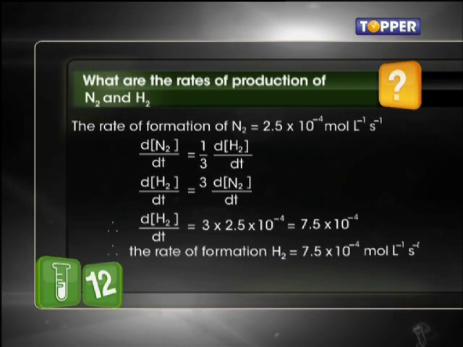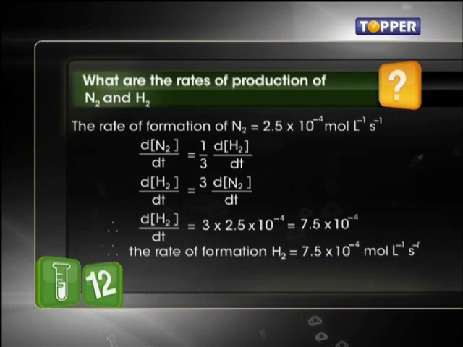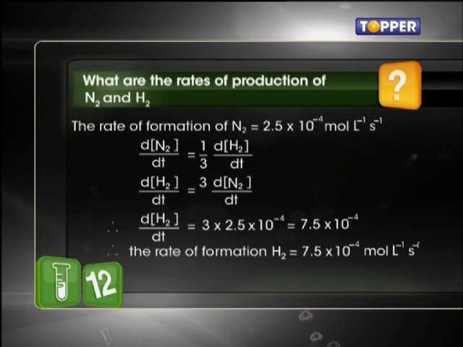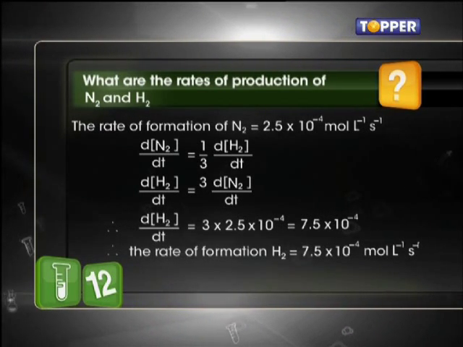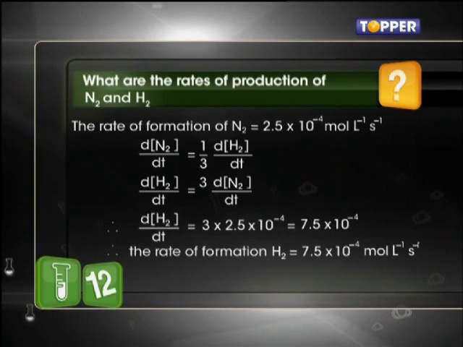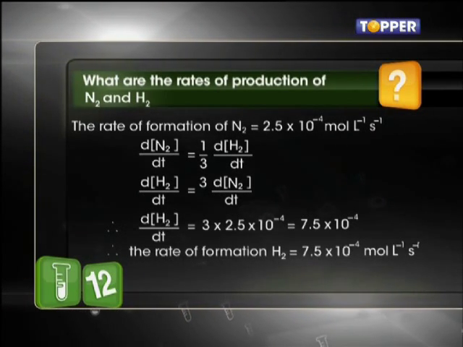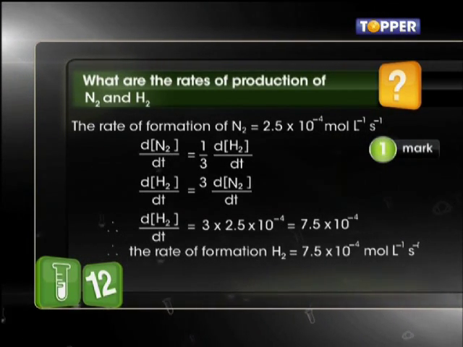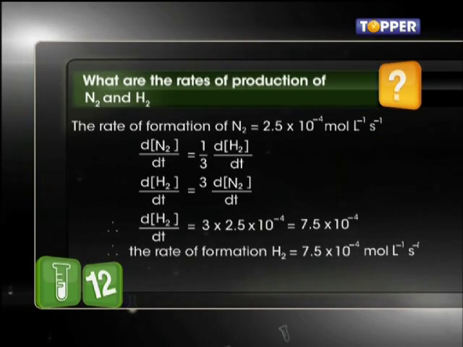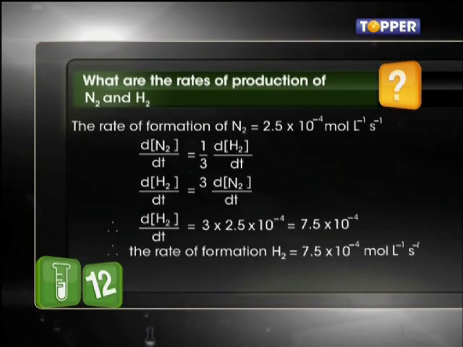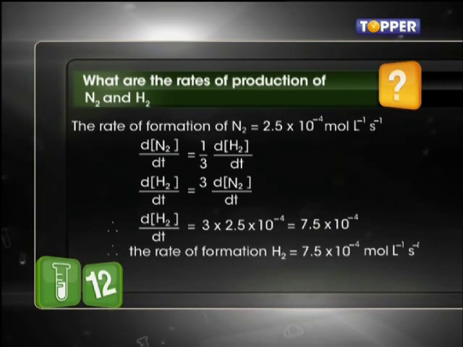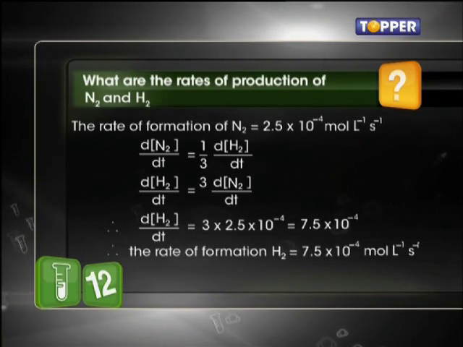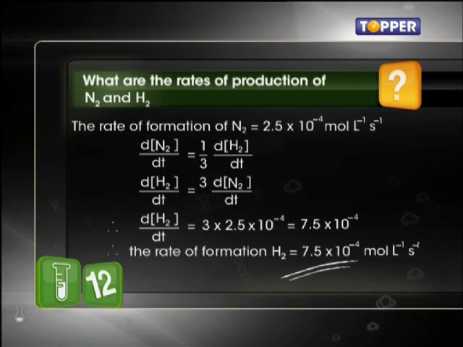Using the values, we get the value of rate of formation of nitrogen as 2.5 multiplied by 10 raised to the power minus 4 moles per liter per second. Rate of formation of H2 is equal to thrice the rate of formation of N2. That is 7.5 multiplied by 10 raised to the power minus 4 moles per liter per second.